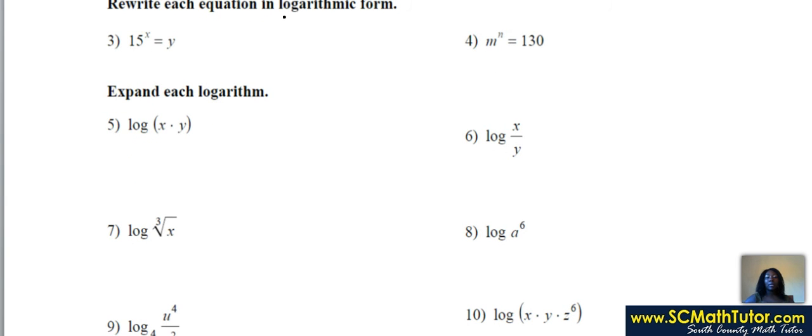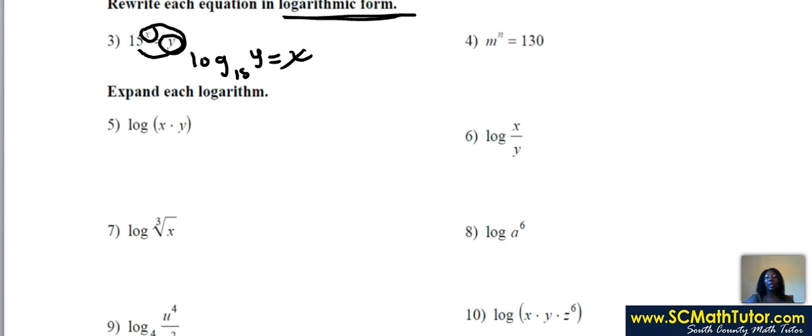Okay, rewrite into logarithm form. So you know your answer is going to have log on it. So log, circle of life, log base 15 of y equals x. Log base 15 of y equals x.